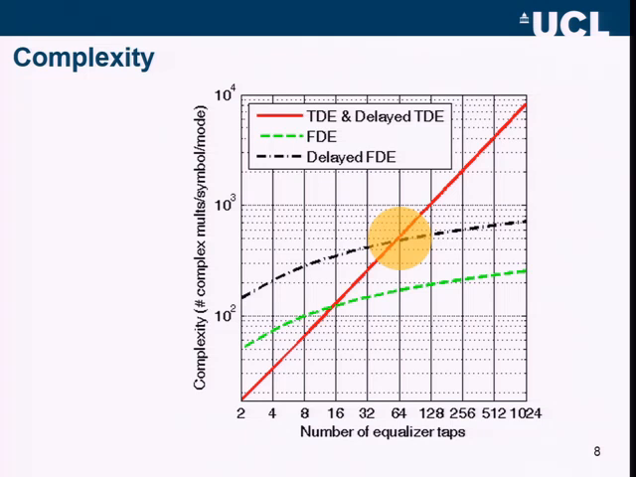And we found that when the total number of taps is above 64, the delayed frequency domain equalizer offers a lower complexity. Even though the complexity is still slightly higher than the conventional frequency domain equalizer, we will show in the following slides that this method offers a better system performance as it removes all the additive noise coming from the inactive taps.